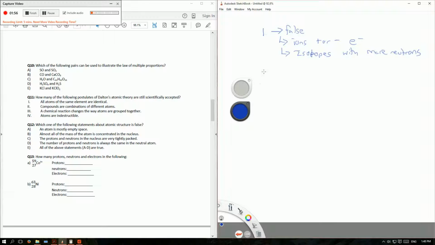So basically that's false. The second one, compounds are combinations of different elements or different atoms. So we know that's true, right? H2O or any other compound is just, you got your element H and your oxygen, so it's just made up of 2 different elements, or different atoms, 3 different atoms in this case. 1, 2, 3. A chemical reaction can change the way atoms are grouped together. So we know that.